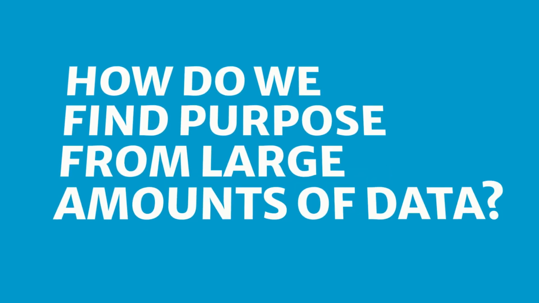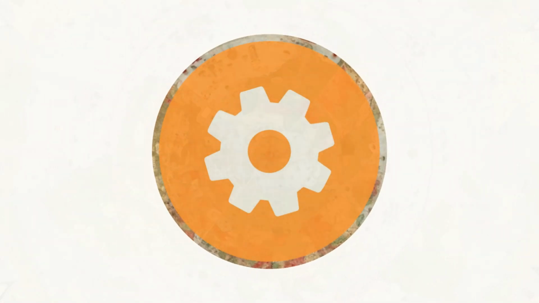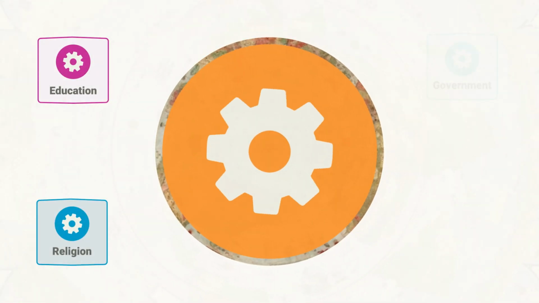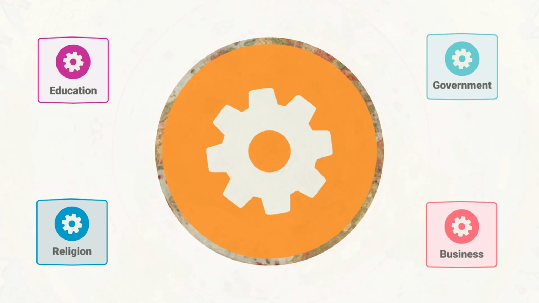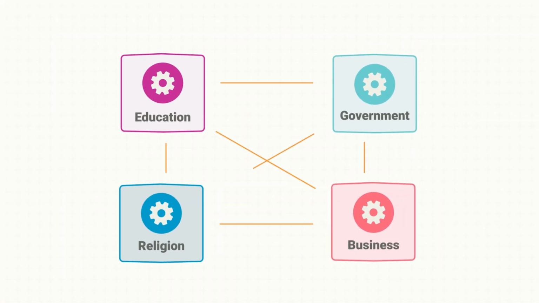How do we define purpose from large amounts of data? How do we get objectives to explore? Picture a grand system of how the world works, composed of numerous moving parts. It could be the education system, the realm of religion, the corridors of government, or the vibrant world of business. This system is a complex web of interconnectedness.